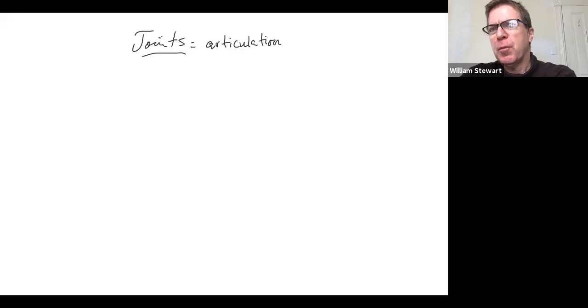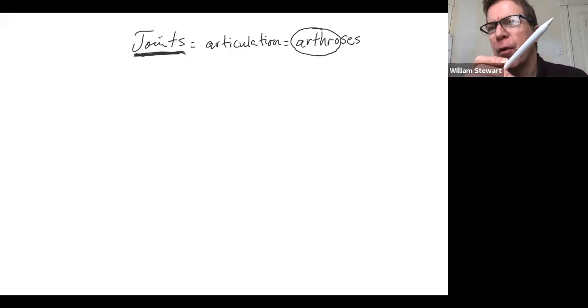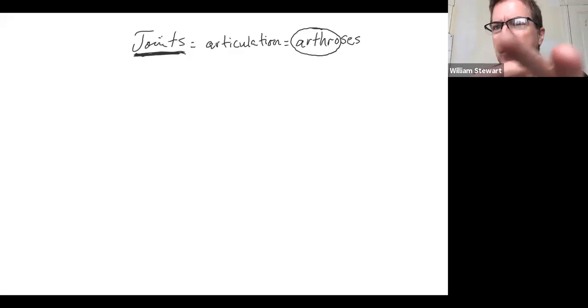Also, I'm going to put equals arthroses. So if you read or hear me say the word arthroses or arthrotic, basically that means the same thing as a joint. Arthro means pretty much joint. So arthritis would be, itis is inflammation of a joint.